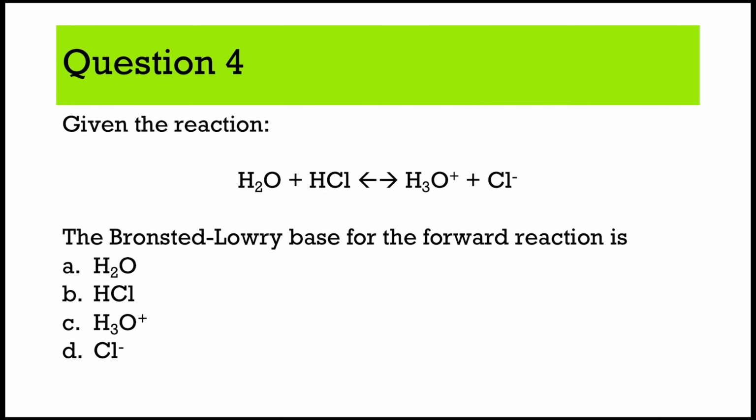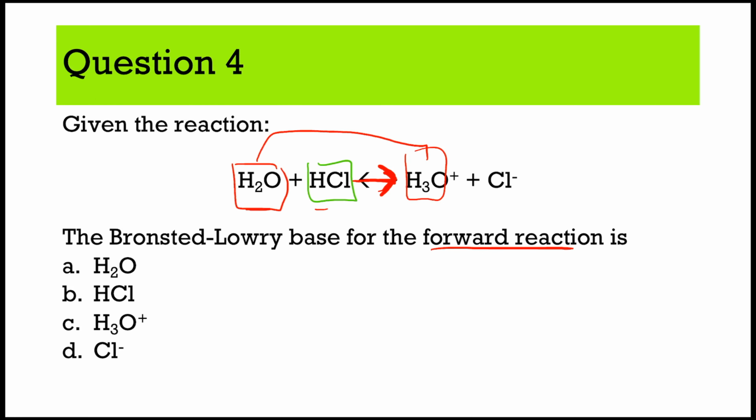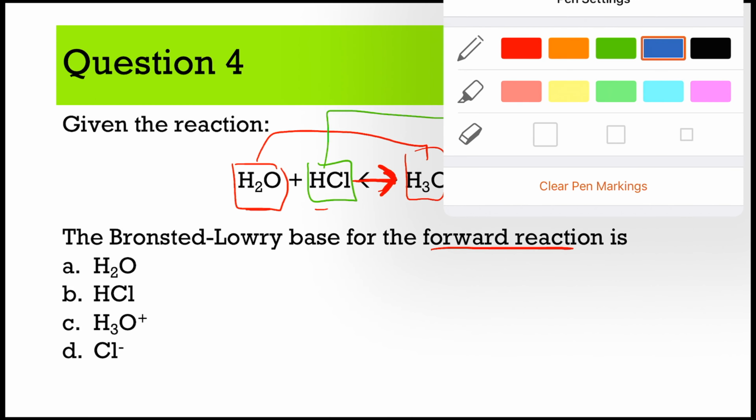Okay, number 4, talking about given the reaction, the Bronsted-Lowry base for the forward reaction is, means we're just focusing on this one. The fact that it says forward reaction, don't let that throw you. So you want to figure out which one of these two is the base. So your first thing is to find your pairs. And at this point, I hope finding the pairs is easier than it was a few days ago.